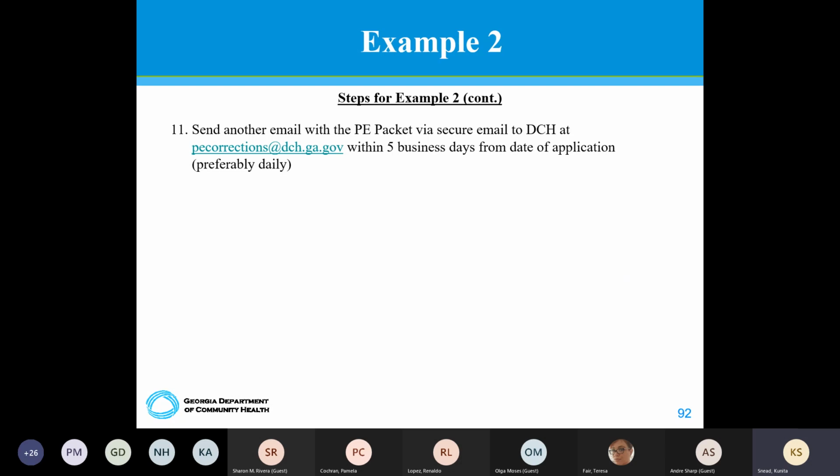Then you're going to send another email, or you can send the email separately at one time. It doesn't matter, but a separate email. You're going to send your PE packet, of course, to DCH within 5 business days from the date of application.